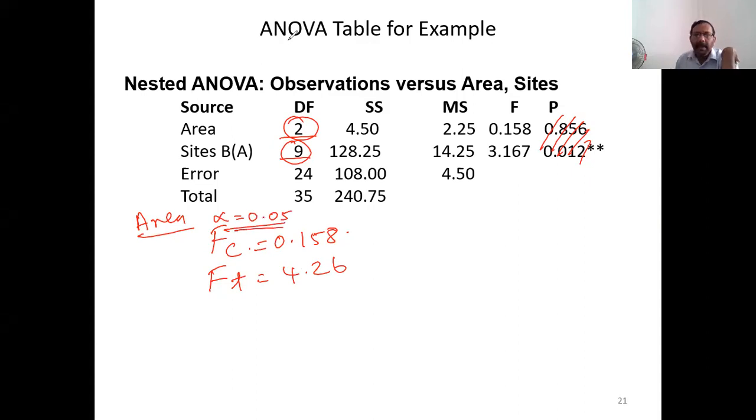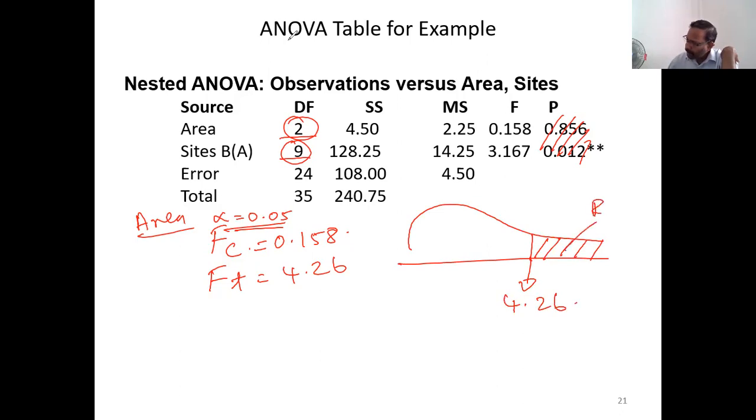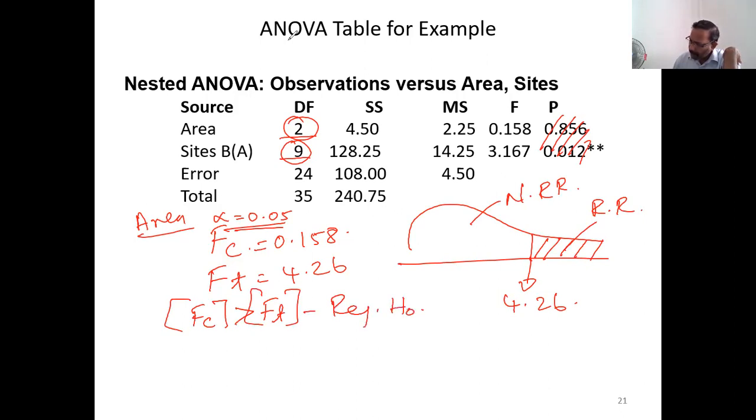Look at the F value for alpha 0.05, not for other alpha. Now, what can you say about this distribution? This is the F distribution. Here my critical value is 4.26. This is the rejecting region, and this is the non-rejecting region. Our rejection rule is if the calculated value is greater than the table value, then we reject.